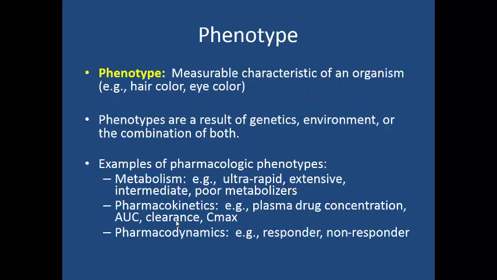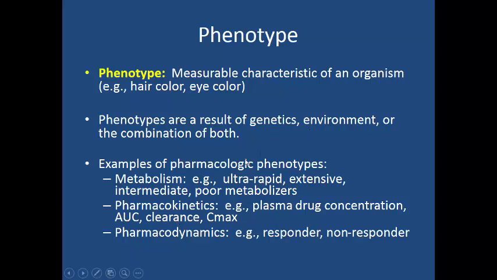So we've been talking a lot about genetics or genotype. Now let's move on to phenotype. Phenotype is the measurable characteristic of an organism. And if you go back to Biology 101, we know that the typical phenotypes that people talk about are hair color or eye color. We know that phenotypes are a result of genetics, environment, or the combination of both. So genetics does play a role in underlying most phenotypes. It's not always the primary driver. You can have environmental factors as well.